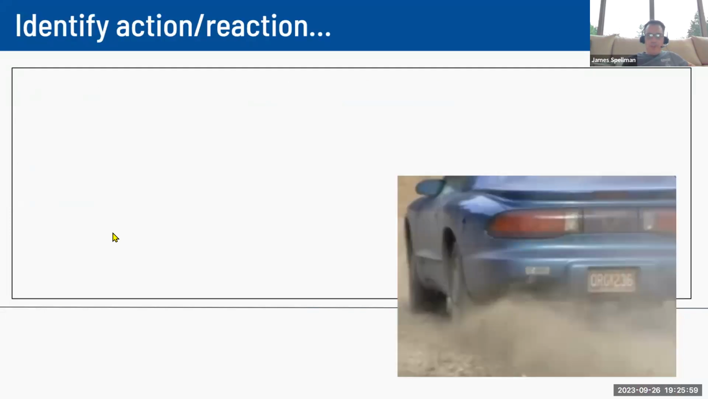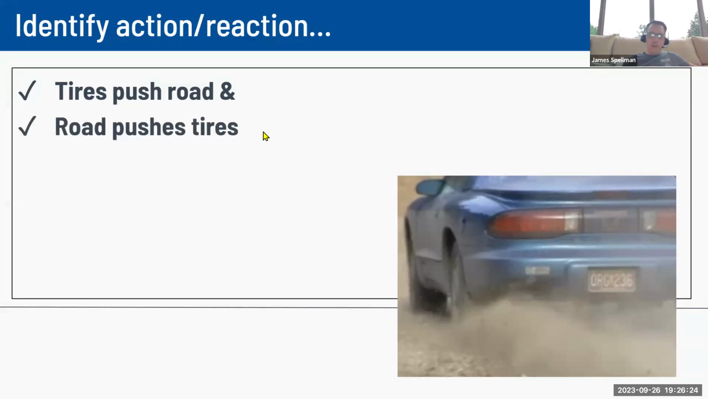Apparently I copied this slide again. So oftentimes you're given examples and you just want to look at and say, what is the action and reaction force of something where we see it? So in this case, if we have a car driving down the road, the action is that the tires push on the road, or push on the ground. So if the tires are pushing on the road, the reaction force is the opposite of that. And so in this case, it's the road pushing on the tires.